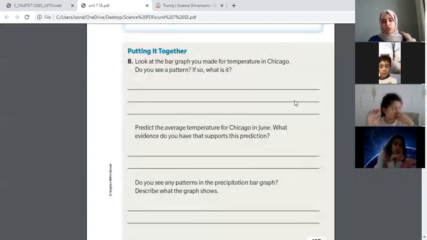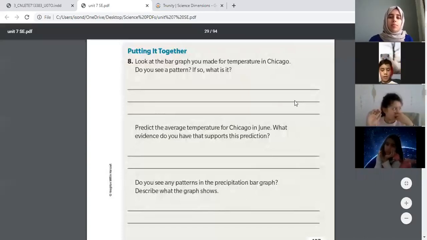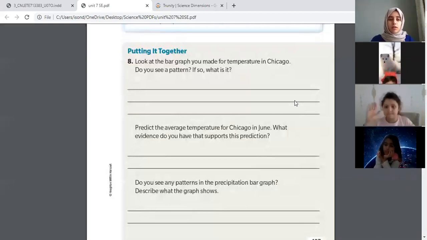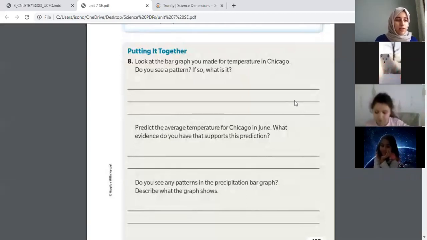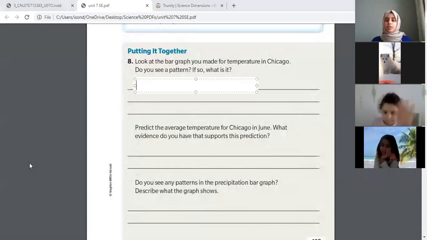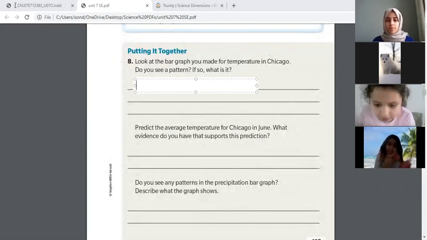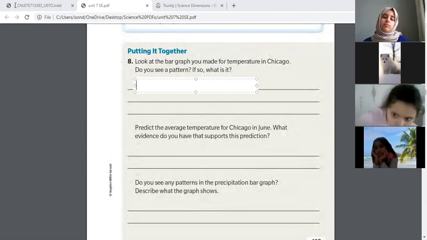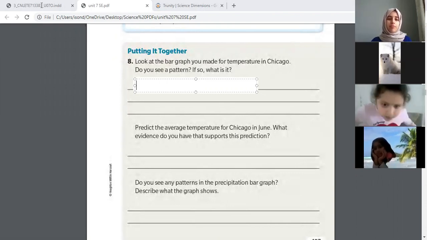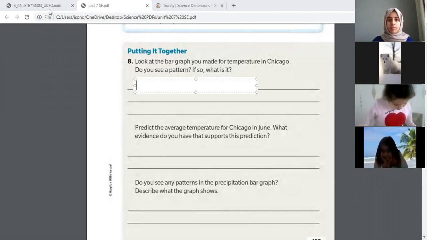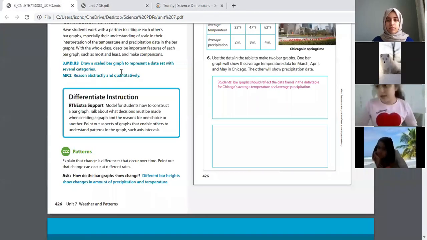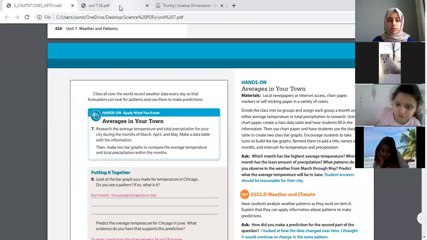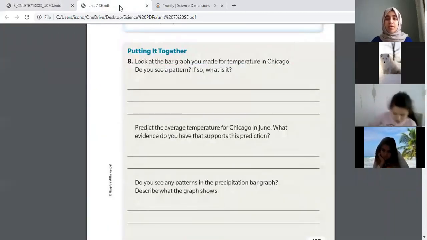Find a pattern. So was there any pattern in the bar graphs for the temperatures? Rana is raising her hand here. Rana, was it increasing every month or decreasing? Decreasing. So it was going down? Look at the bar graph. No. So each month the temperature was increasing, right?